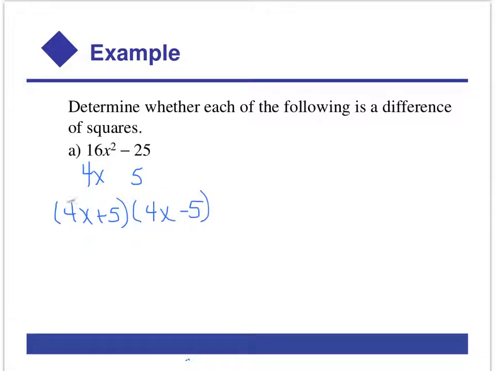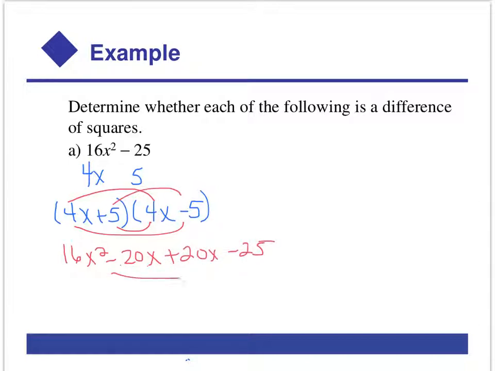Let's pull that back so you can see what happens. It makes the middle terms drop out. So we get 16x squared minus 5x, minus 20x, plus 20x, minus 25. When you gather like terms, those terms go away, so you wind up with 16x squared minus 25, and you're done.